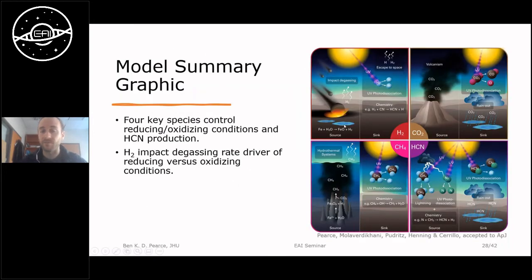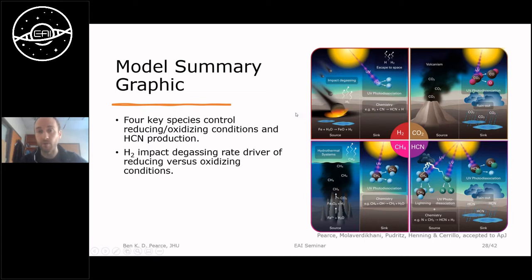Here is a graphic summary of our atmospheric model, focusing on 4 key species. Hydrogen and CO2 control whether your atmosphere is reducing or oxidizing. Methane is the main precursor to hydrogen cyanide, and hydrogen cyanide is really the star of this show. So we have listed here the sources and the sinks for each of these species in our atmospheres. If it's a source, that means we're inputting that species into the lowest layer of the atmosphere, in all cases here, unless it's chemistry, and then that's occurring from the chemical network in all layers of the atmosphere. For hydrogen, the main source is impact degassing.